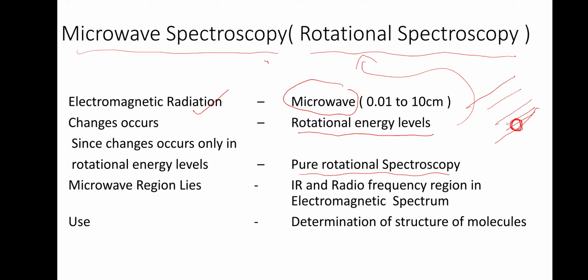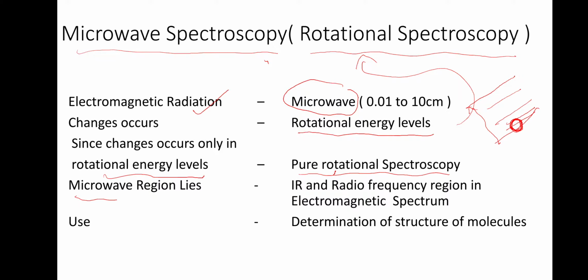So only rotational changes. For example, in the case of an electronic transition, when an electron moves from here to here, in between some rotational and vibrational energies are there. So some molecules can undergo some vibrations or rotations. But in this case, since the energy is very small, it contains only rotational energy levels. So it's also known as pure rotational spectroscopy. Why it is called pure, we will see once we come to other spectroscopies. Now you just remember this alone: the changes occur only in the rotational energy level.